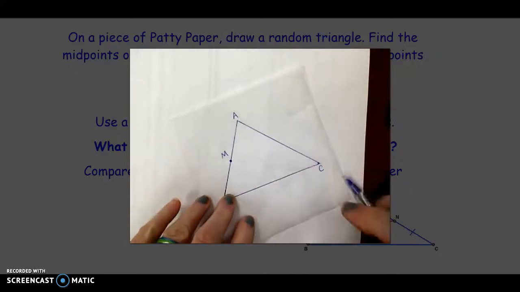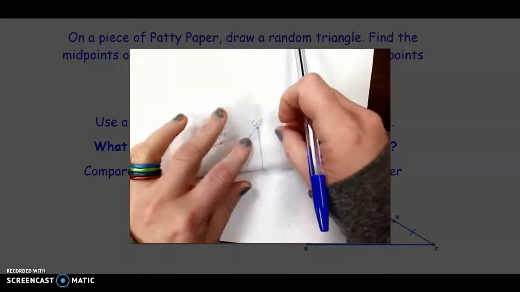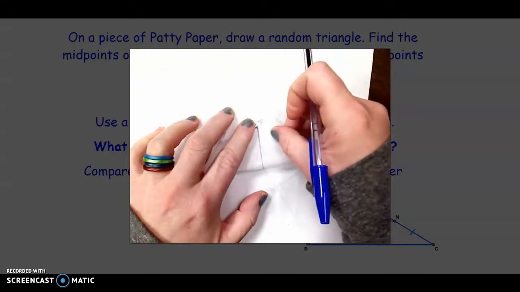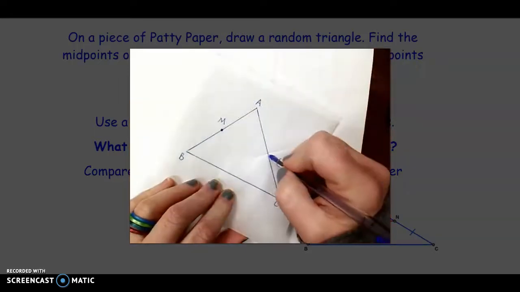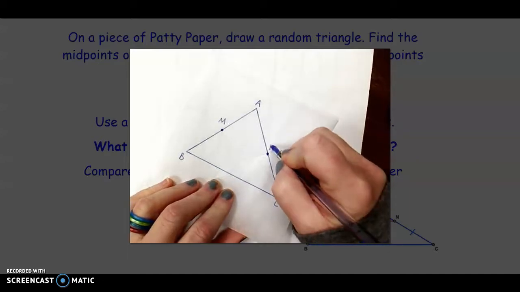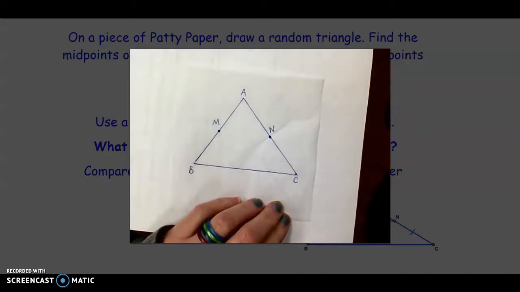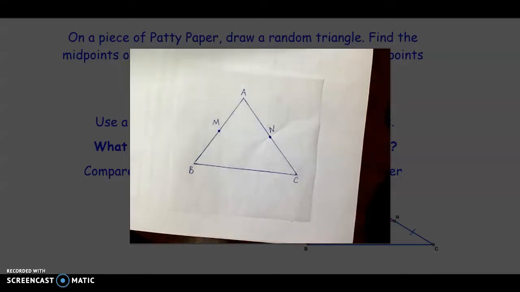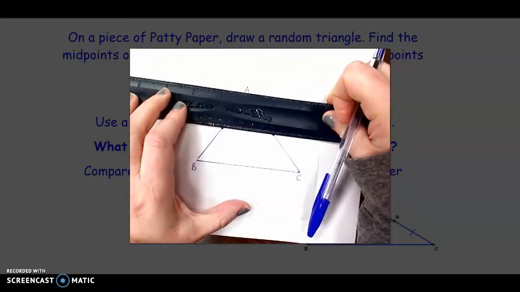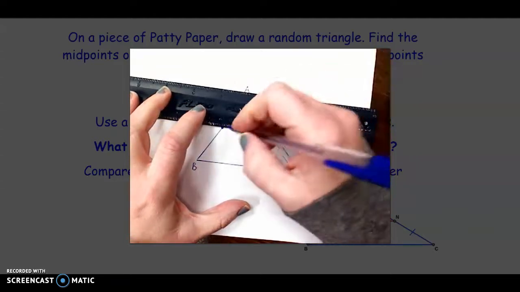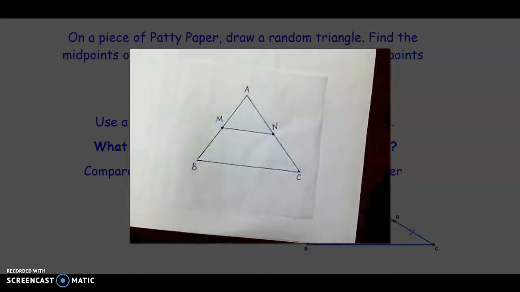I'm going to do the same thing for side AC. I'm going to fold point C on top of point A in order to locate its midpoint. Again, I'm just going to pinch it there, unfold it, and I'm going to label this N, capital N, always capital letters for points. Now we're going to join those two midpoints. Do you remember what that segment is called? We just learned it. It's called a midsegment. So segment MN is a midsegment.